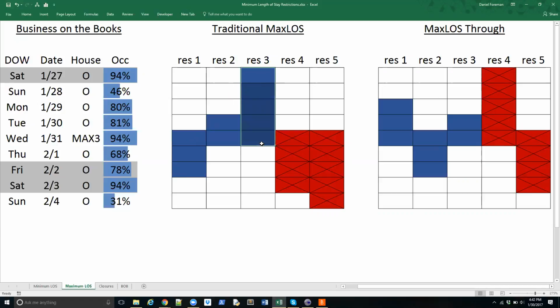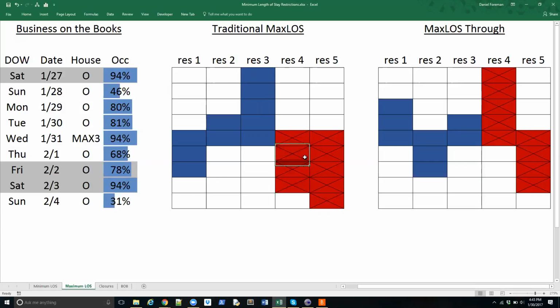Okay, and then reservation 3, you're probably thinking, yeah, this is a no-brainer. That's a 5-night stay. Reservation 3, that's fine because it's not arriving on the Wednesday and it's a longer length of stay, so we'd want it, right? The answer is yeah. We do want this reservation. It can book perfectly fine. I included it because you'll notice over here that the max length of stay through starts to do some pretty dangerous stuff. So let's take a look here at 2 examples on the traditional maximum length of stay that are not allowed.